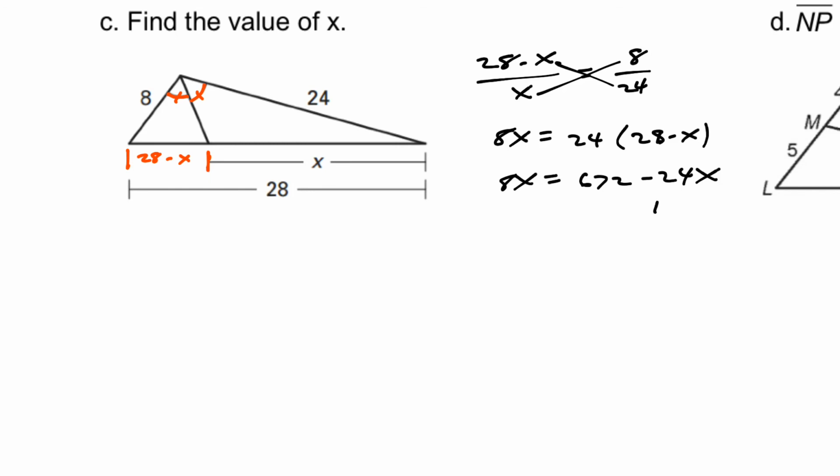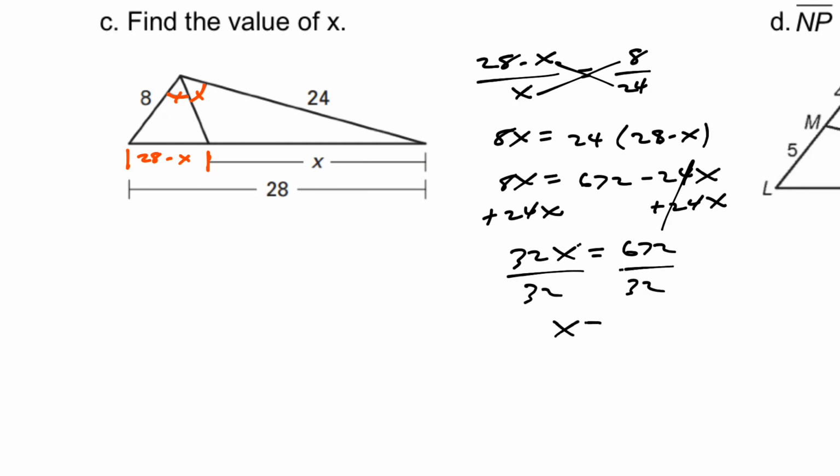Then let's add 24x on both sides. The 24x's will cancel on the right-hand side. On the left side, we have 8x's plus 24x's. That'll give us 32x's, and that will equal 672. Then we'll divide both sides by 32, and we'll have x equals 21. So we found x, and if we look back, you can see that we're supposed to find the value of x. So we've completed part C. So let's go on to the last one.